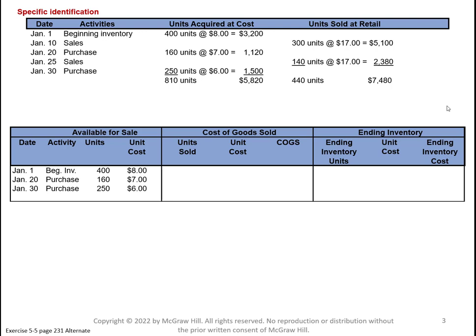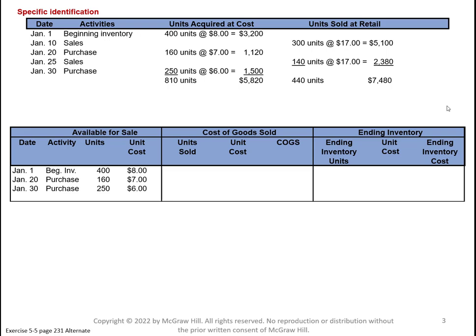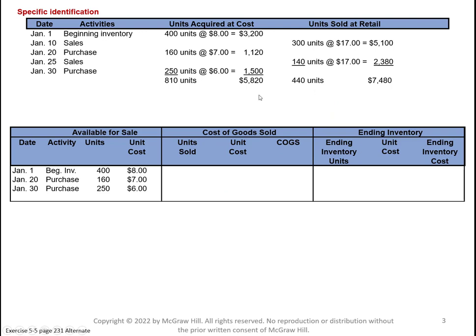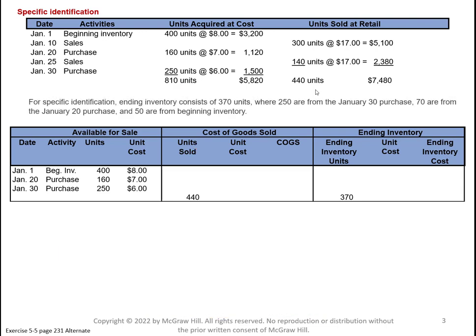With this method, they have to tell you exactly either what they sold or what they have left. We've listed here the beginning inventory and the purchases. We know we sold 440 units. We had a total of 810. So the difference between what we had total and what we sold is what we have left. So we sold the 440 units, which means we have 370 left in ending inventory.